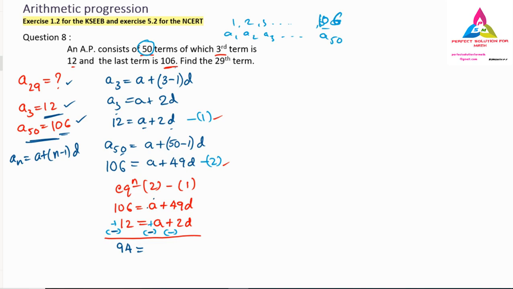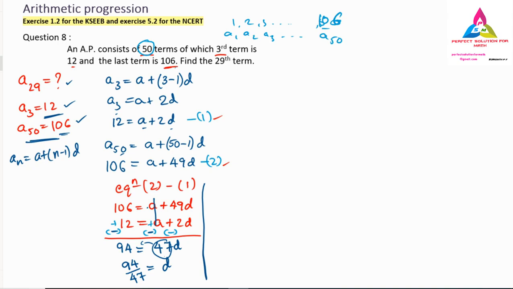A plus a minus a get cancelled, and the next one is 49d. In that you have to subtract the 2d, so it will be 47d. So the next step is very important. So 94 we have to keep here only, so that 47 is a known thing, only we have to keep the d. We have to shift this 47 to the other side, it will become division, divide by 47.